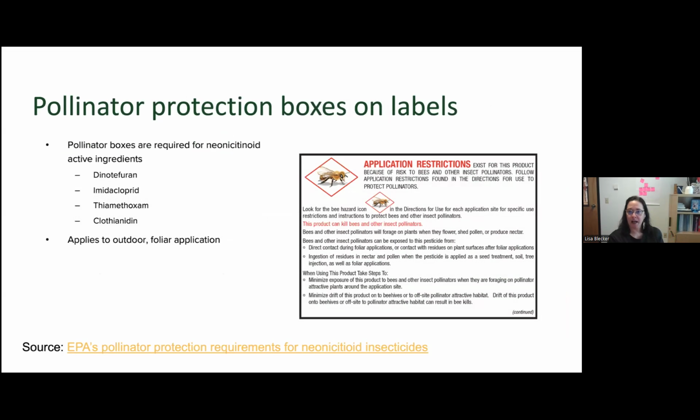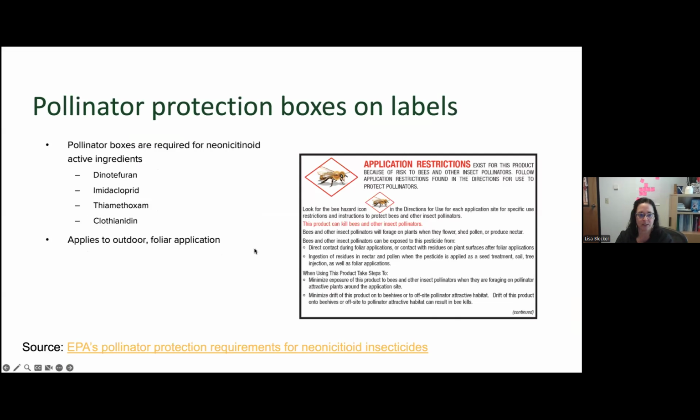So there are some broad spectrum persistent insecticides that have these very specific bee boxes on their labels. And when you see these, then you know that they can actually harm pollinators if they are not used appropriately. Okay. And so they have extra application instructions on them. These are typically what we consider to be neonicotinoid insecticides.